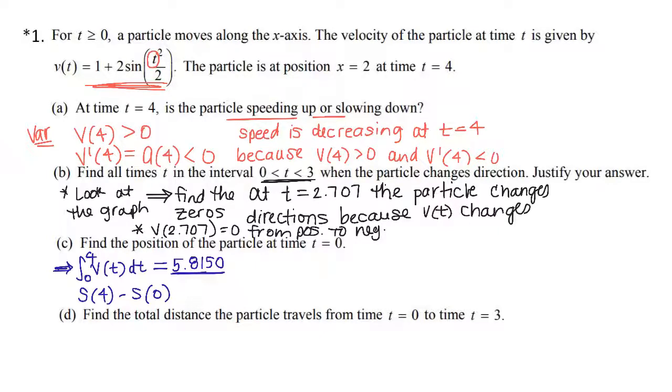Do y'all understand that? Do y'all see where that's coming from? I integrated velocity, I got position, and it's position at the top endpoint minus position at the bottom endpoint. Okay? That's also equal to this 5.8150 business, is it not? Because this is talking about the same exact function. Well, it's equal to this part, and then it's also equal to this other part.